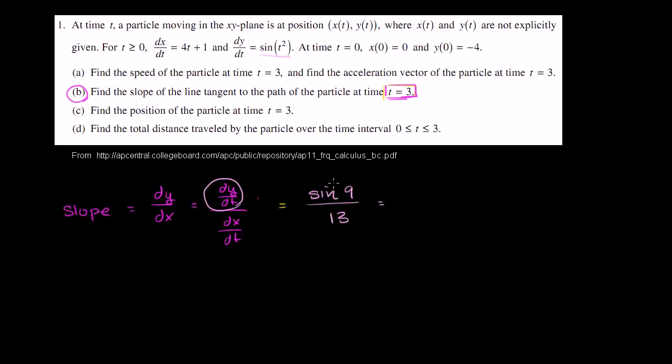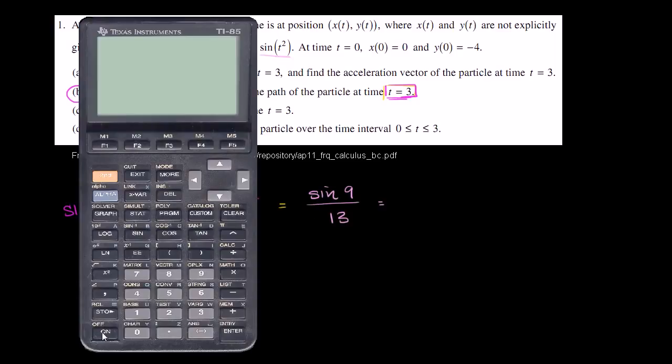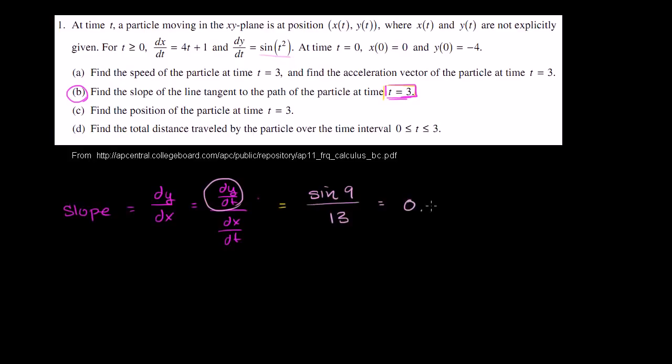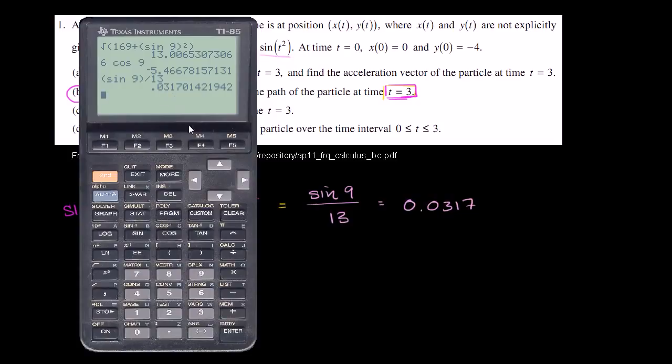And then we can just get our calculator out and evaluate this. We kind of did a lot of this work in the first problem, but let's just actually take the value. So we have sine of 9 divided by 13, which gets us 0.0317. And we're done. That's the slope of the tangent line to the path of the particle at time t equal to 3. Did I copy that right? Yeah, 0.0317. There you go.